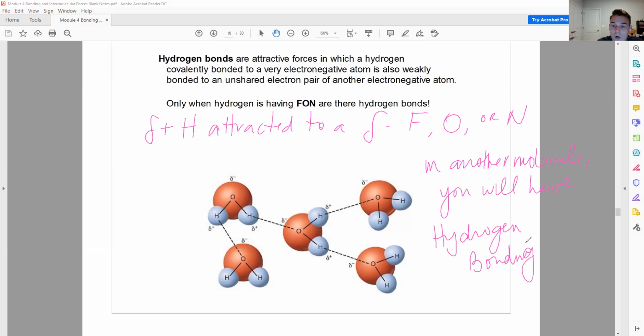Okay, so water is a good example. You've got partially positive hydrogen attracted to the partially negative oxygen in another molecule, okay? And the hydrogen has to be partially positive, okay? And it doesn't matter if it's bonded directly to that, okay? It just needs to be attracted to it in another molecule, okay?